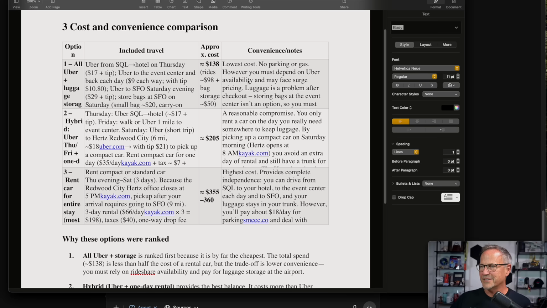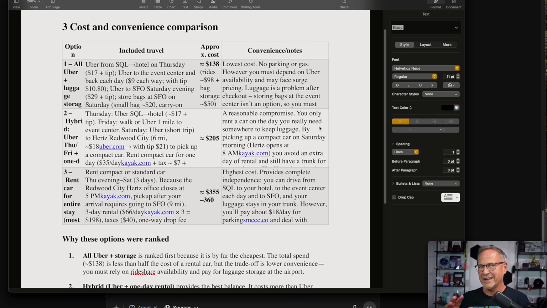Uber, lowest cost, no parking or gas. However, you must depend on Uber availability and may face surge pricing, which is a significant problem. Luggage is a problem after checkout. Storing bags at the event center isn't an option, so you must, I don't know, it got cut off at that point. Anyway, two, reasonable compromise. You only rent a car on the day you really need it, which is an interesting idea.